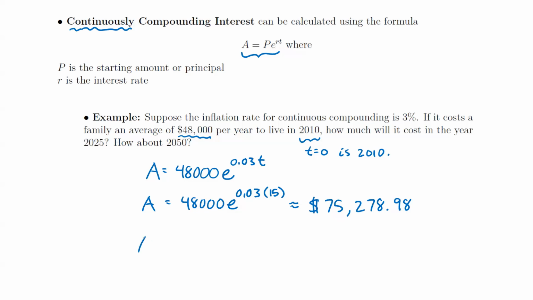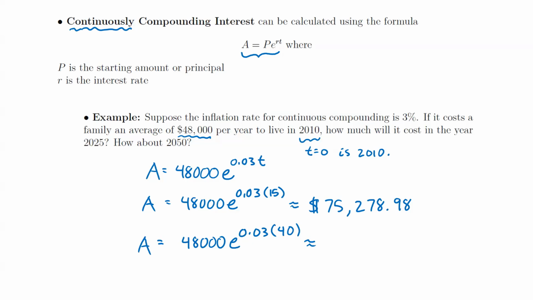And it's even more drastic when you pick a number like 2050. So that's 40 years later. So we have 48,000 e to the 0.03 times 40. And let's remember that we have talked about this number e in the past, right? e is approximately 2.72. It's an irrational number. It's like the number pi.